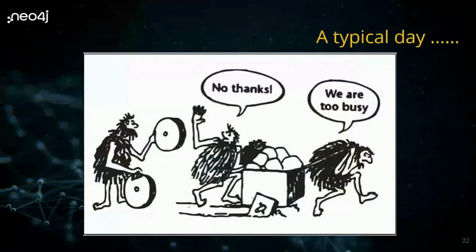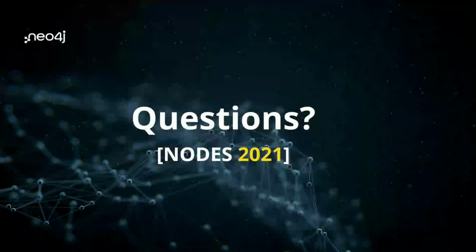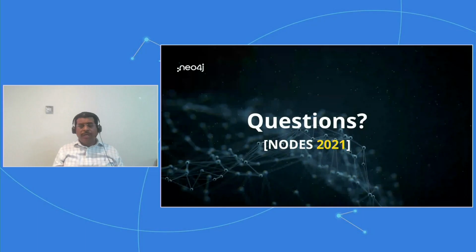Last but not the least, I know we are all very busy analyzing the data and wrangling the data, but there's always a tool there to help us to be more effective and more productive, and KNIME is one of them. I hope I covered an overview of KNIME along with the Neo4j extension. I'm happy to take any questions.